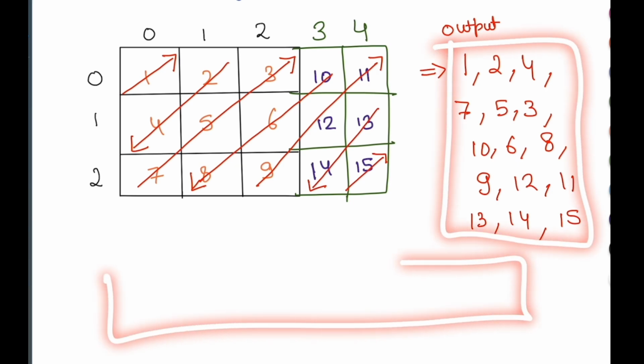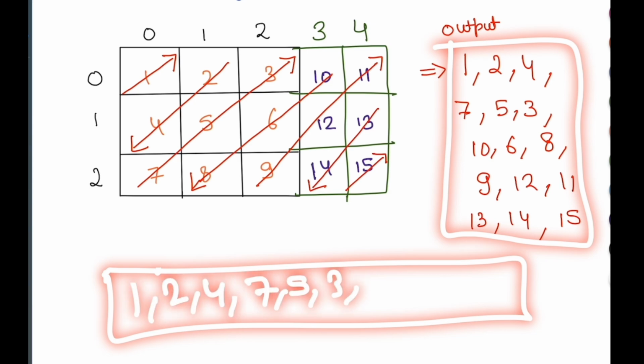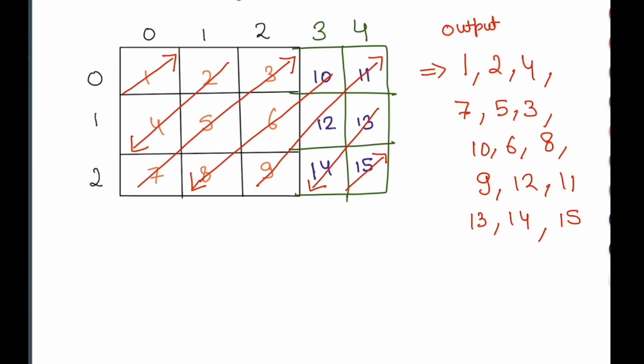Basically we need to return an array in which we write our traversal. So it will be 1 comma 2 comma 4 comma 7 comma 5 comma 3 comma 10 comma 6 comma 8 comma 9 12 11 13 14 15. So that is going to be our output, basically an array of our traversal.